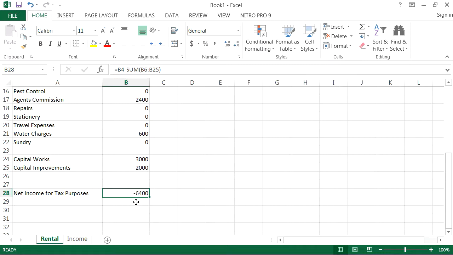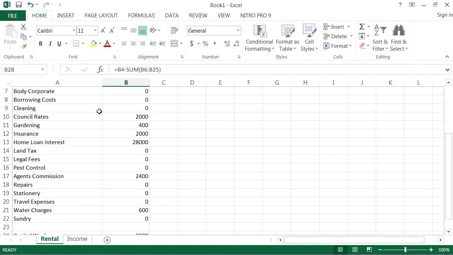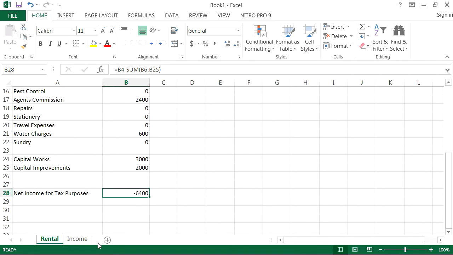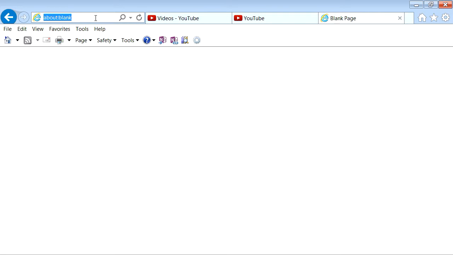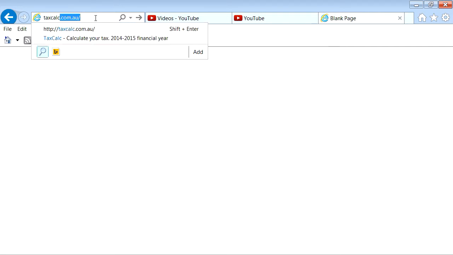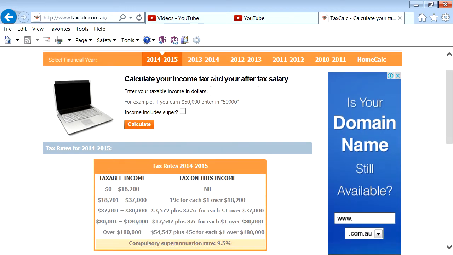Now you'll notice that this figure here is negative, which means that the effect of the rental property acts like a tax deduction within your return. So to calculate what the benefit is from that, you need to take a look at your own income, and we're going to use a website called taxcalc.com.au, which is here. And let's just imagine for a moment that your salary is $90,000.